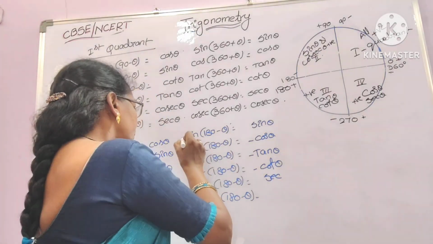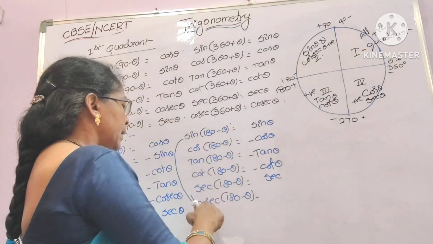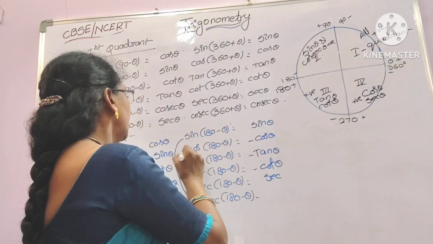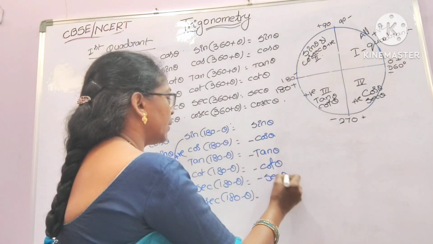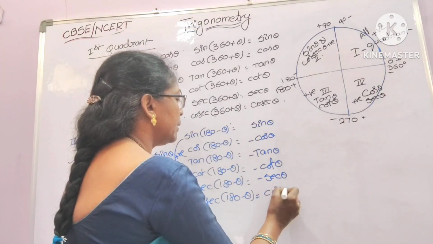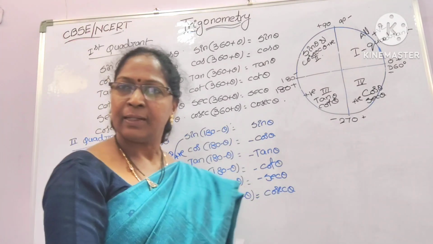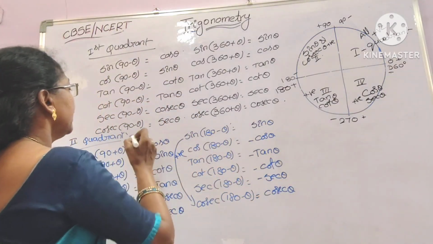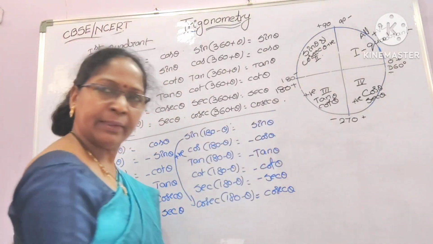I have told you that in this quadrant sine and cosecant are positive and the remaining all are negative. So simply write here: cosecant becomes plus cosecant theta. Is it clarified? Next one. So the first quadrant and second quadrant I have written already.